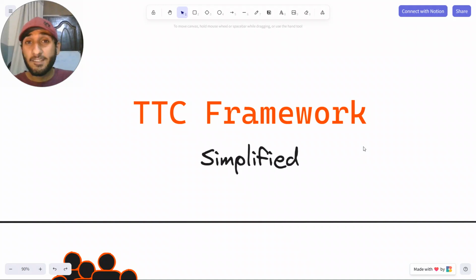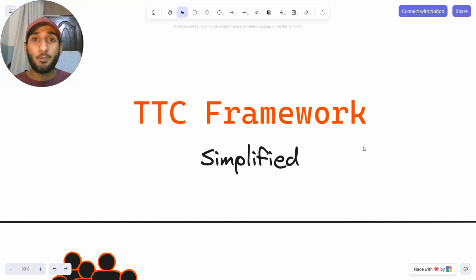But if it isn't, then you don't have to worry about that because I am here with TTC Framework Simplified. Because this is a very complex framework, but I'm going to simplify it just for you so that you can not only build the trust within your audience, but also convert more leads.